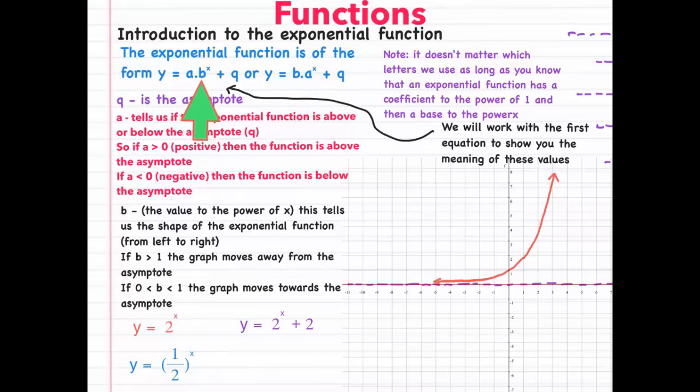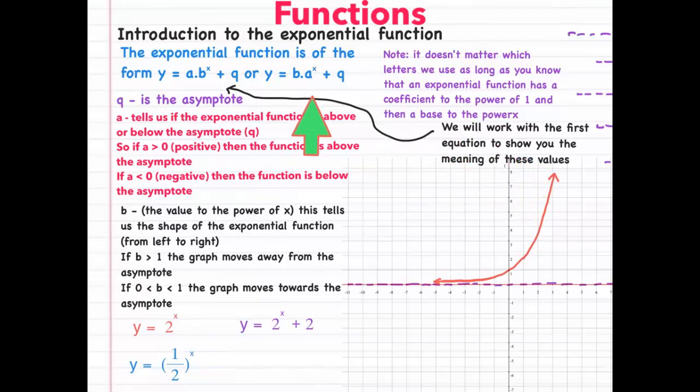So it doesn't matter if they swap the a and b around. You just have to know there's one number coefficient to the power of 1, and then there is a base to the power of x. Here the base is the b to the power of x. Here it is a to the power of x. So I just wanted to show you these two, but we will work with this first equation to show you the meaning of these values.